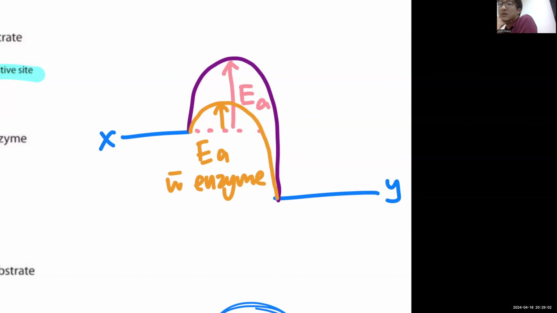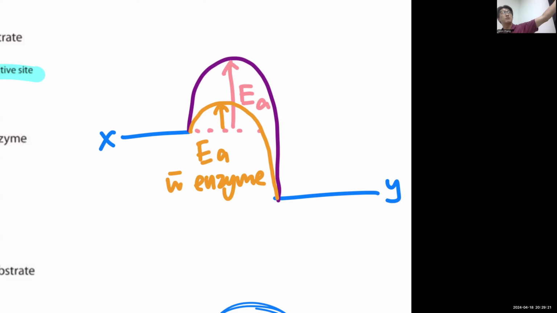So back to my question. Do enzymes give the substrates more energy? No, it just says that, hey, you have enough energy, you go there, you want to come here? Easier. That's it. Okay, simply put, that's it.